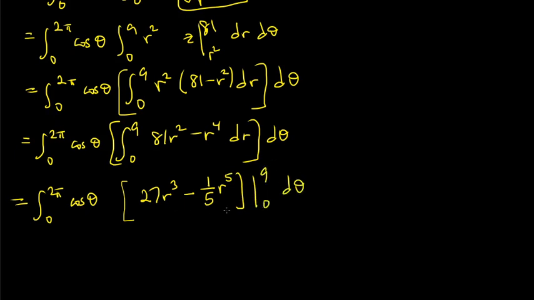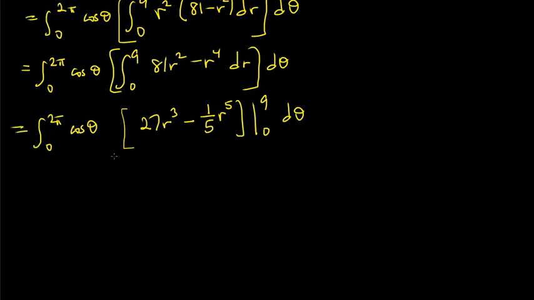So when you plug in 0, you just get 0. When you plug in 9, you're just going to get some constant, some number here. And it almost doesn't matter what that number is, but let me break out my calculator and figure this out. Okay, so 27 is 3 to the 3, 9 to the 3 is 3 to the 6, so we have 3 to the 9th. 3 to the 9th is 19,683.